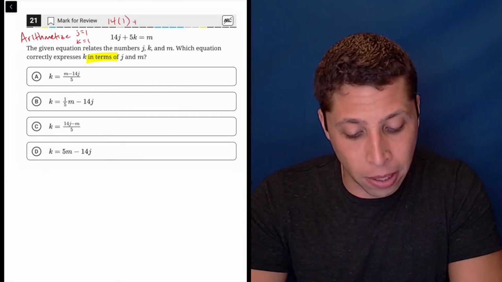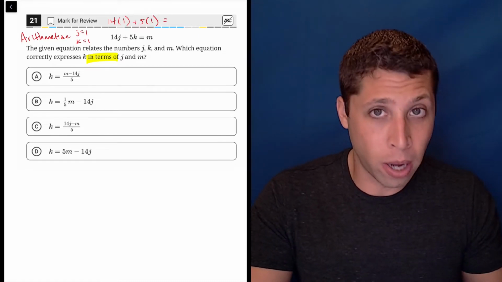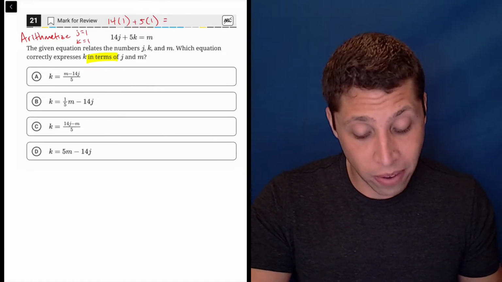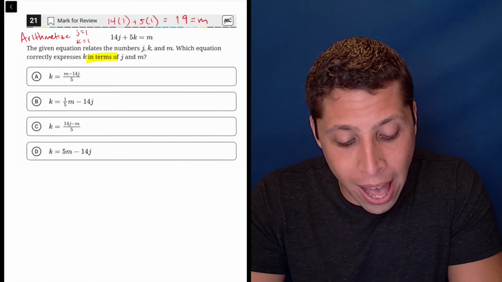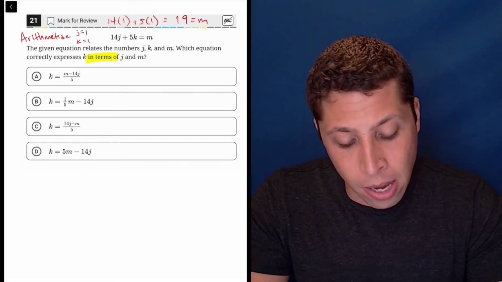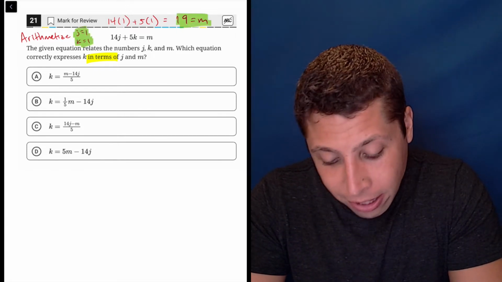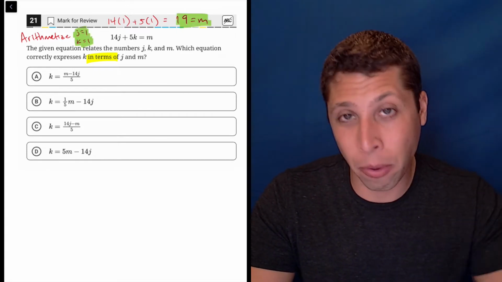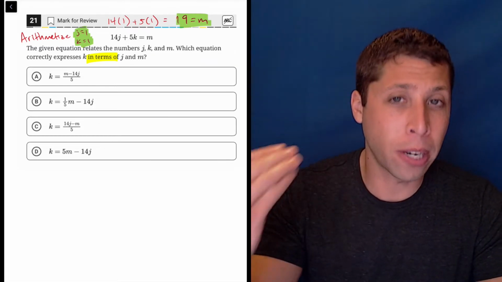J is 1, so I plug that in. K is 1, so I plug that in. 14 times 1 is 14. 5 times 1 is 5. So 14 plus 5 is 19. So that is my value of m. So here you might want to just highlight, if this is your scratch paper, just put it somewhere that it's organized. You really don't want to lose track of the numbers you picked because now we're going to use them again.